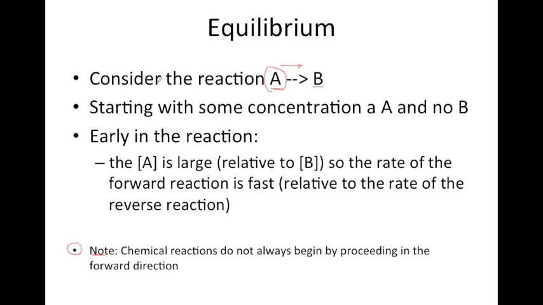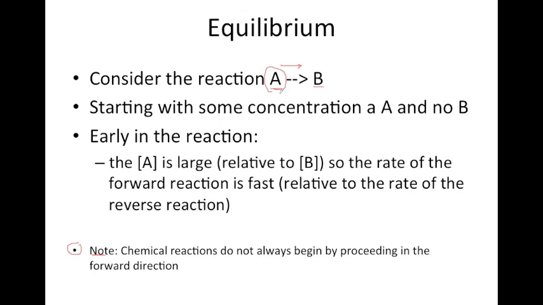So anyway, let's consider this hypothetical reaction. A is converted to B. We have some initial concentration of A, and our initial concentration of B is 0. Okay? So once we begin the reaction, since the concentration of A is large relative to the concentration of B, which is 0, the rate of the forward reaction will be fairly fast. And there will be no reverse reaction because we have no product initially.